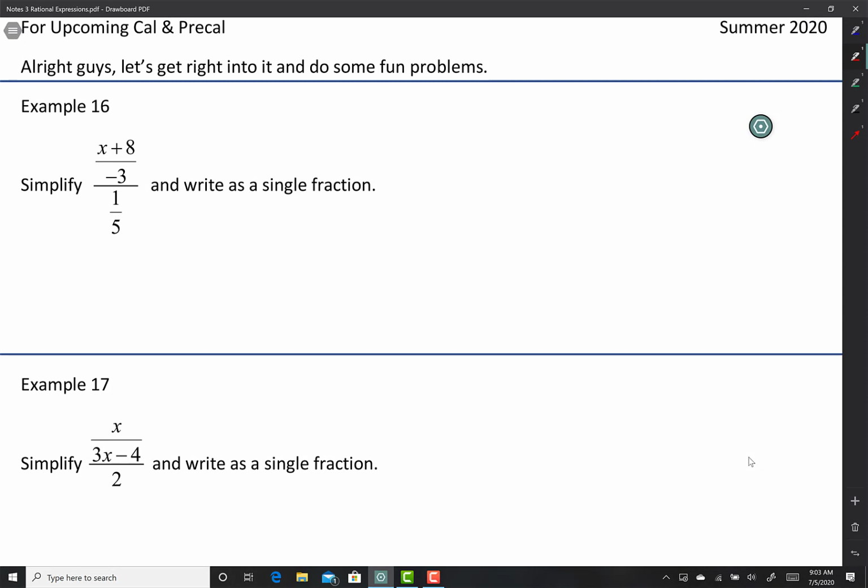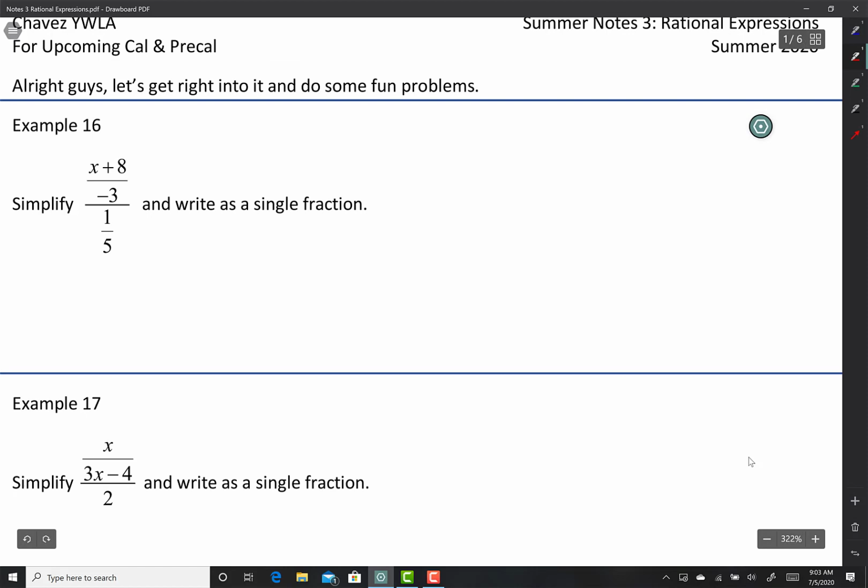So here we go. You have x plus a divided by negative 3, and I'm dividing by 1/5. Maybe in junior high you learned something like keep, change, flip. And you can do that here. It's the same thing. So I'm going to write x plus a divided by negative 3 times, changing that division sign to a multiplication sign, 5 over 1. And that's it, guys. I just multiply it. So 5 times x is 5x plus 5 times 8 is 40, all divided by negative 3.